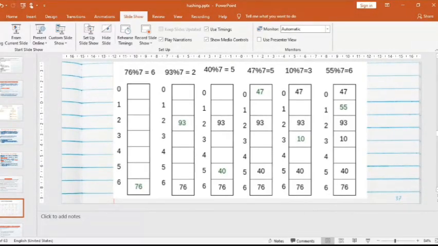Linear probing is a closed hashing. Closed hashing means this hash table must be considered as a circle. That means after 6, you have to search at the 0th location. The 0th location is free now, so you can place 47 at the 0th location. Did you get it?